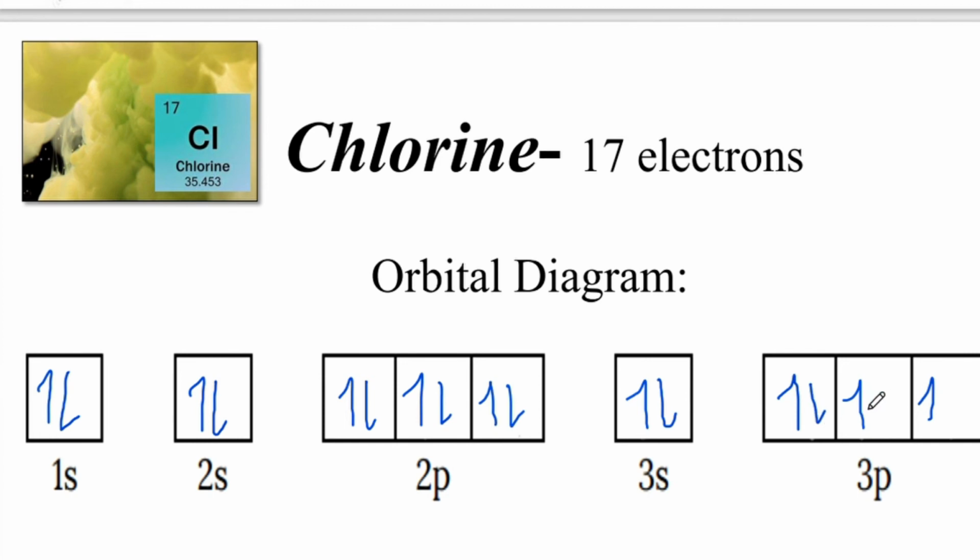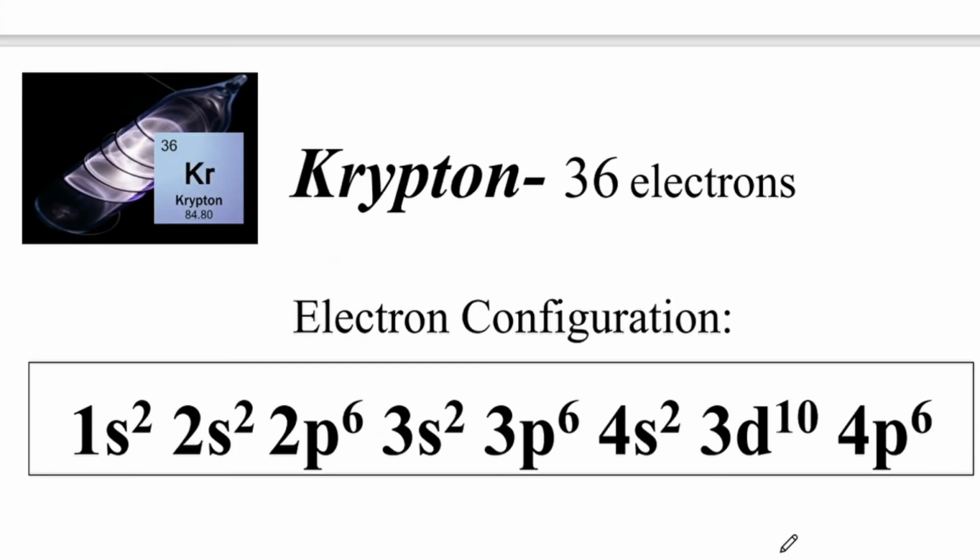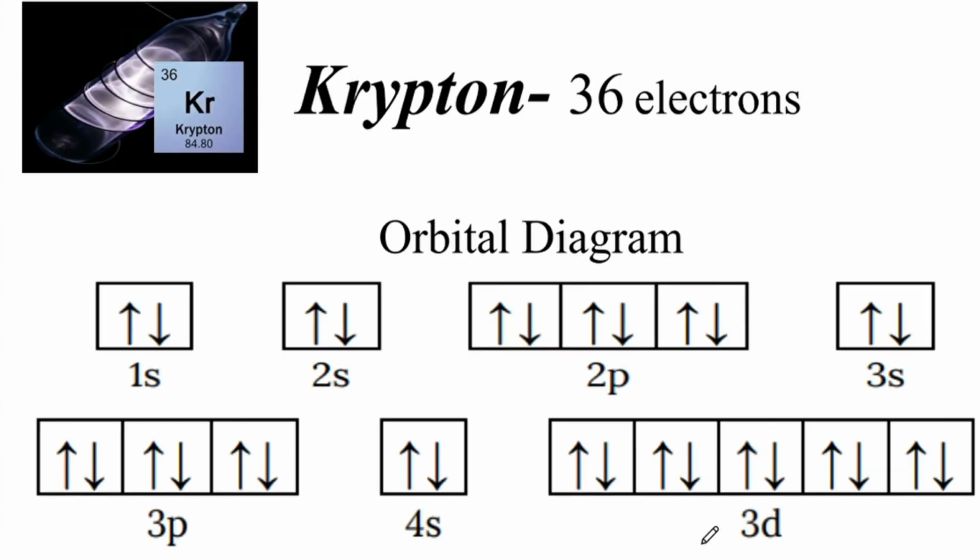For the 3p, we need to count the electrons since we only need 5, and we have to stop here. For krypton, following the same build-up, we have 1s2, 2s2, 2p6, 3s2, 3p6, 4s2, 3d10, and 4p6. For its orbital diagram, it has something that looks like this.